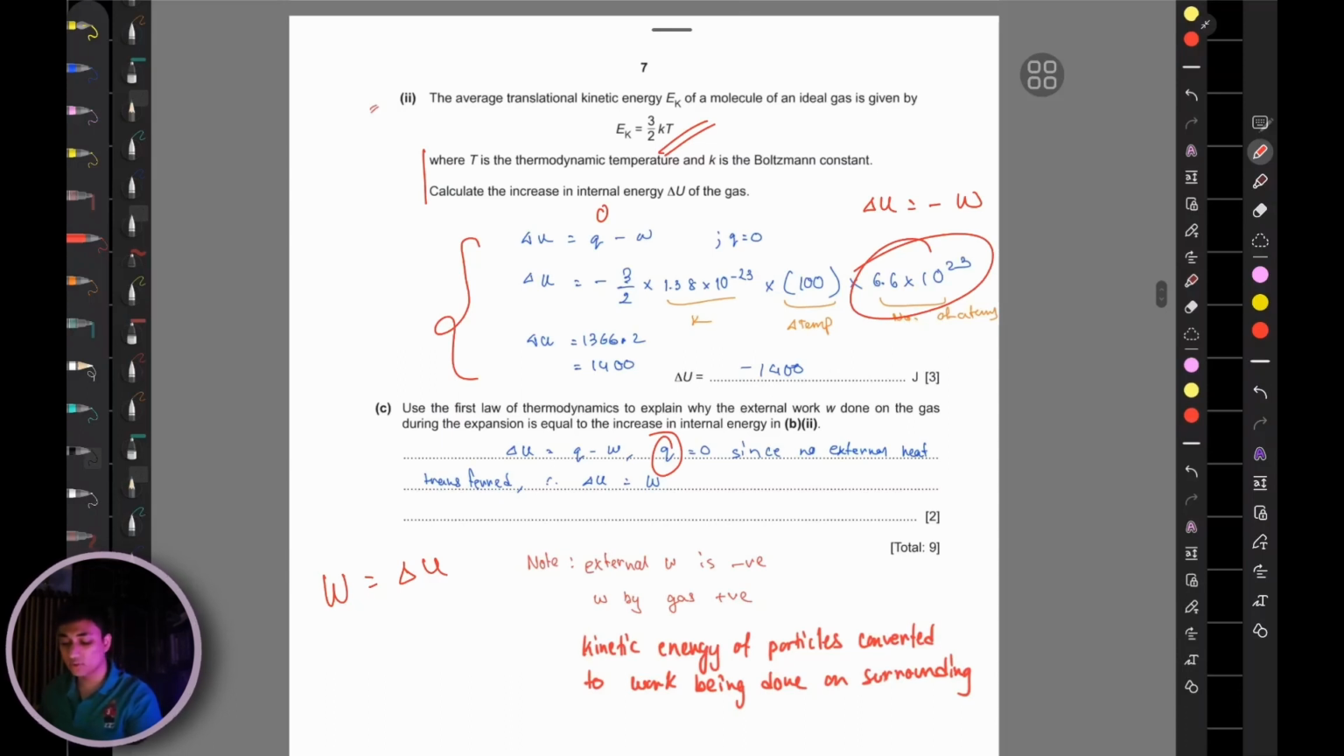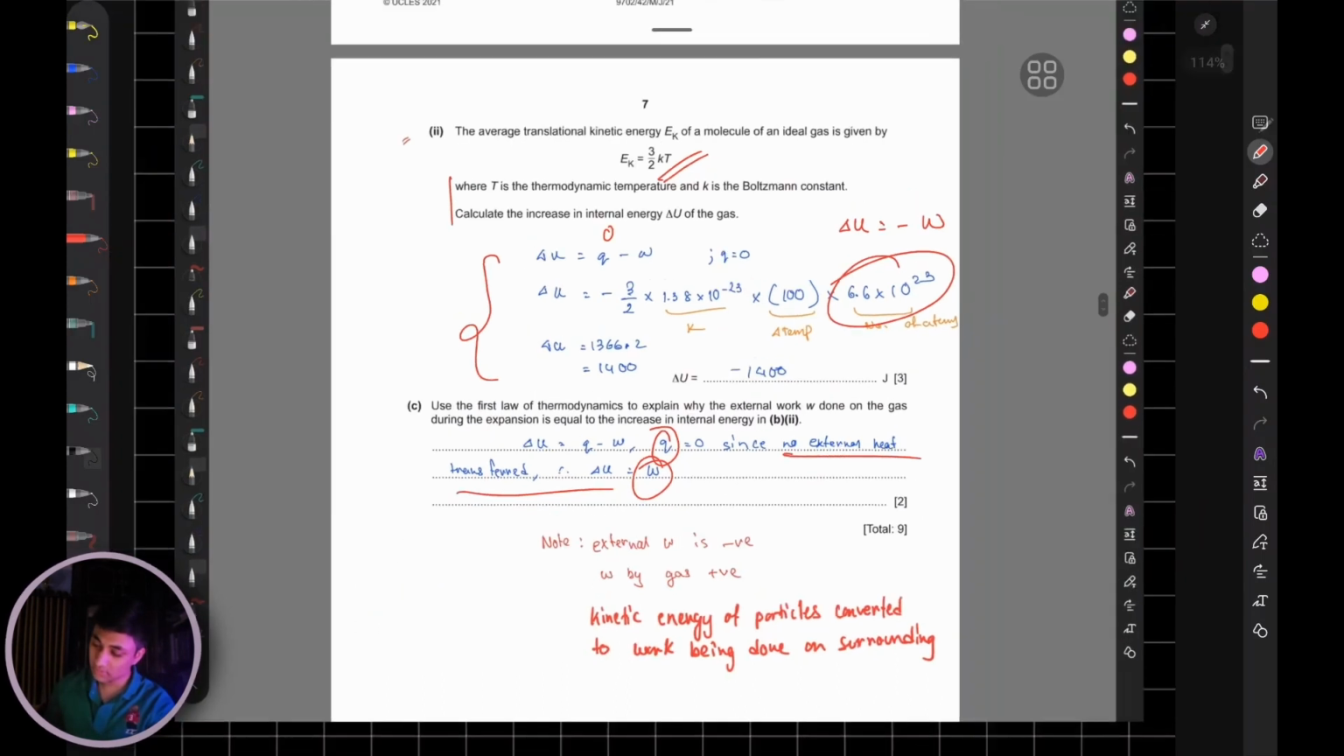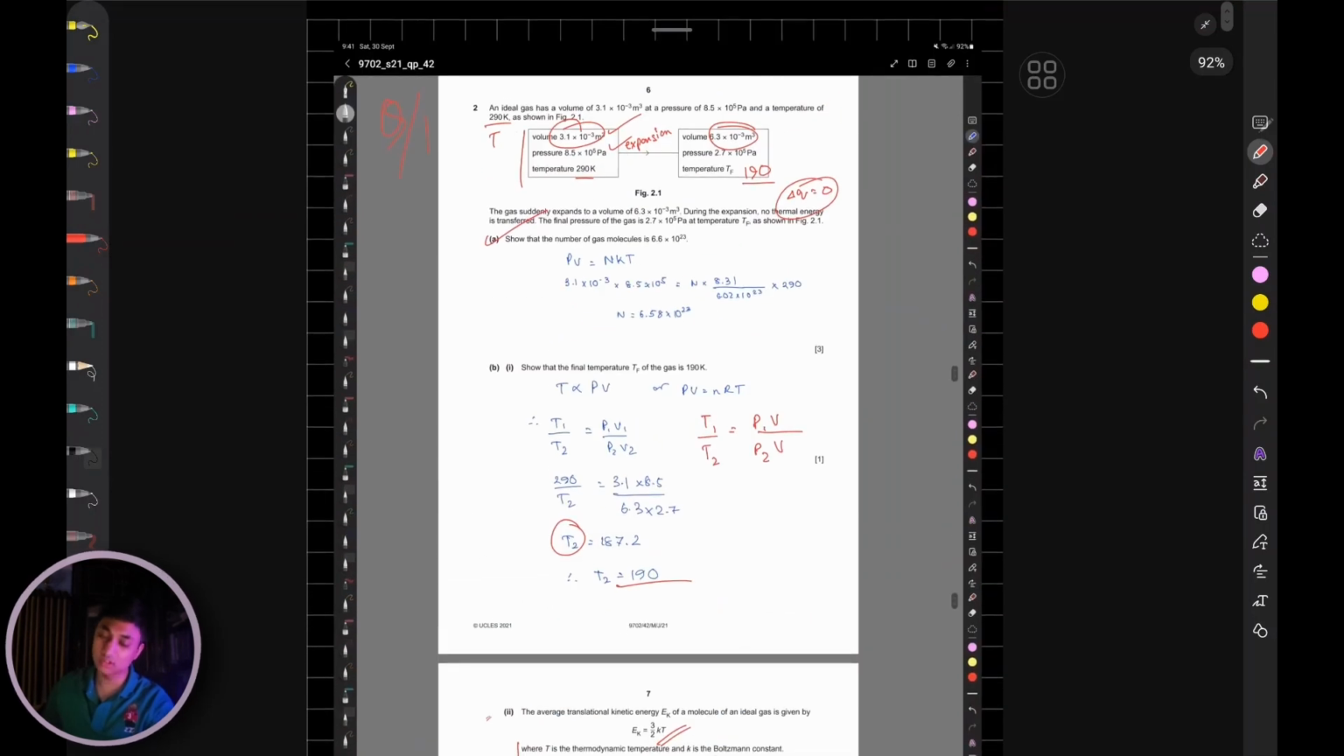So that is exactly what you're going to say over here. First thing you say is your change in thermal energy is 0. Therefore, your change in internal energy will be contributed by the fact that work was being done by the gas on the system. Great. So that is your question 1.